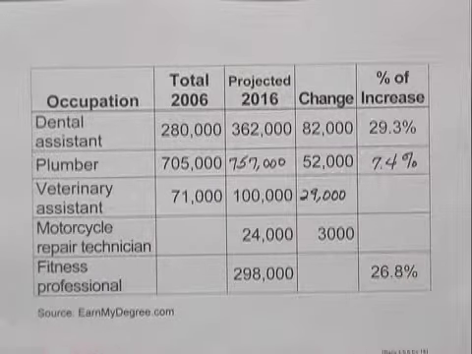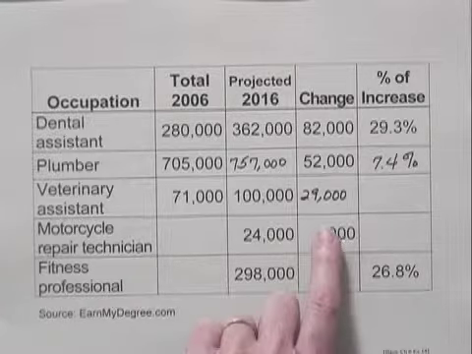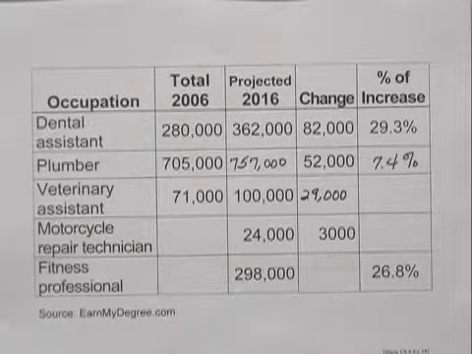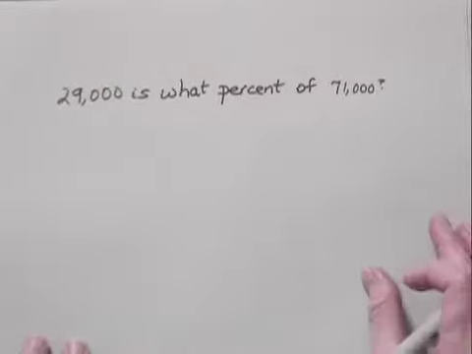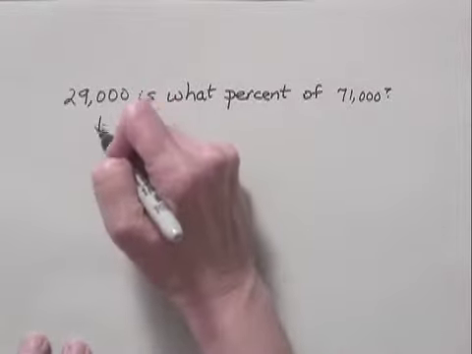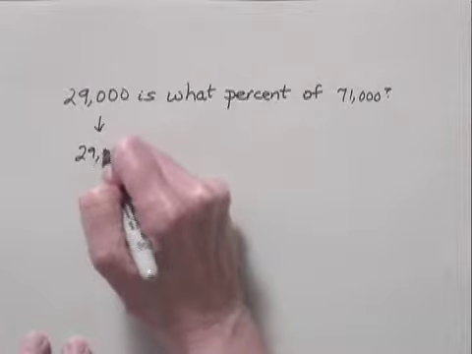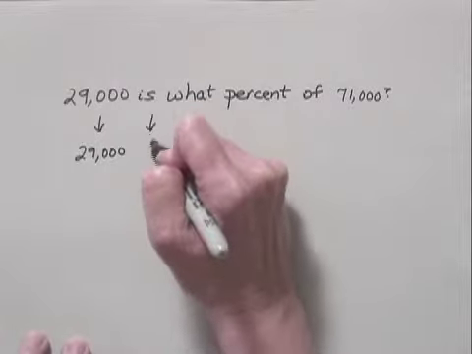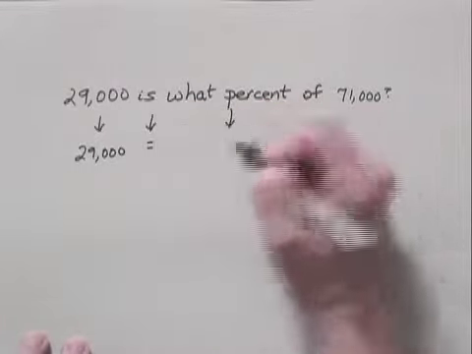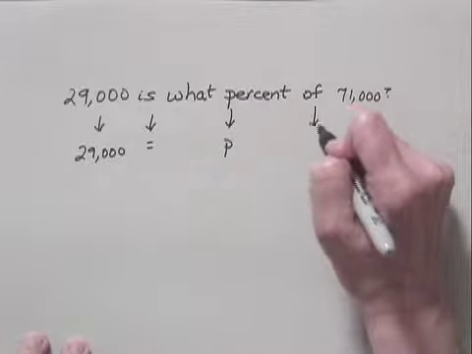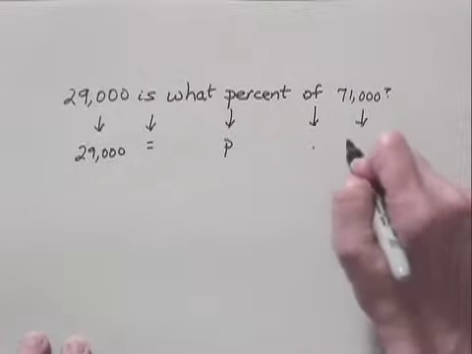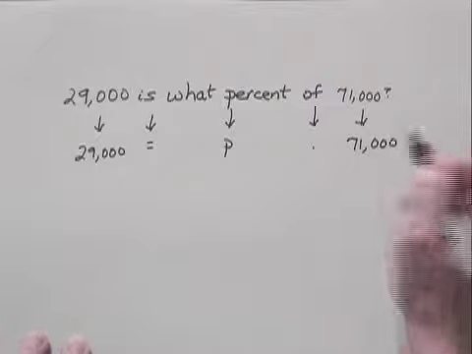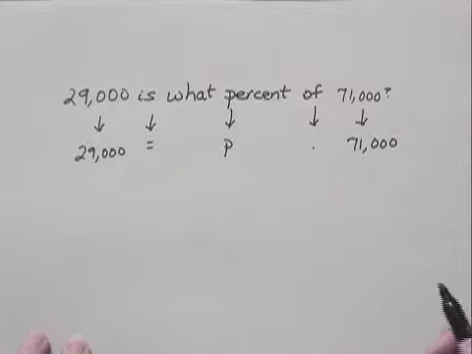And now again we want to find the percent of increase, and we're asking the question, 29,000 is what percent of 71,000? So we'll write an equation. 29,000 equals, and let's call the percent P again, of times 71,000. And again, we can divide on both sides to find P.